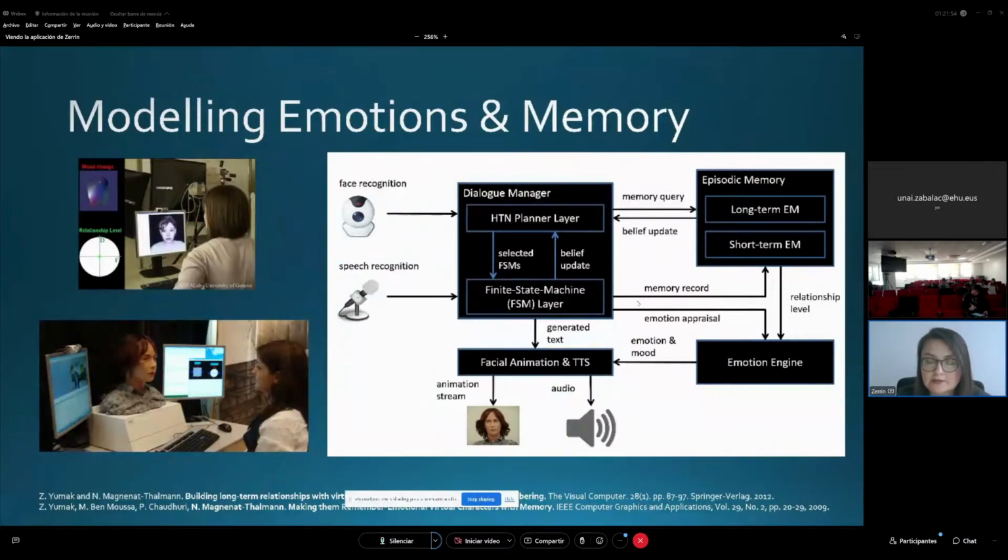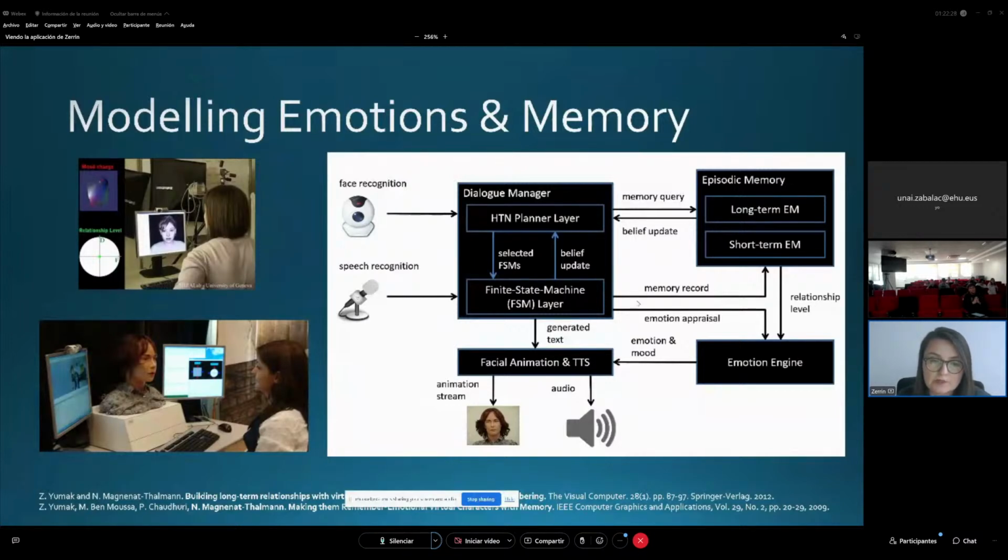We had a planner and a reactive layer for the dialogue manager and episodic memory with long and short-term episodic memory, which was working in coordination with an emotion engine that was setting the personality, mood, and dynamic emotion changes of the virtual character. And based on these past interactions, it was coming up with an overall score of relationship. And at the end, it was producing facial animation and text to speech.